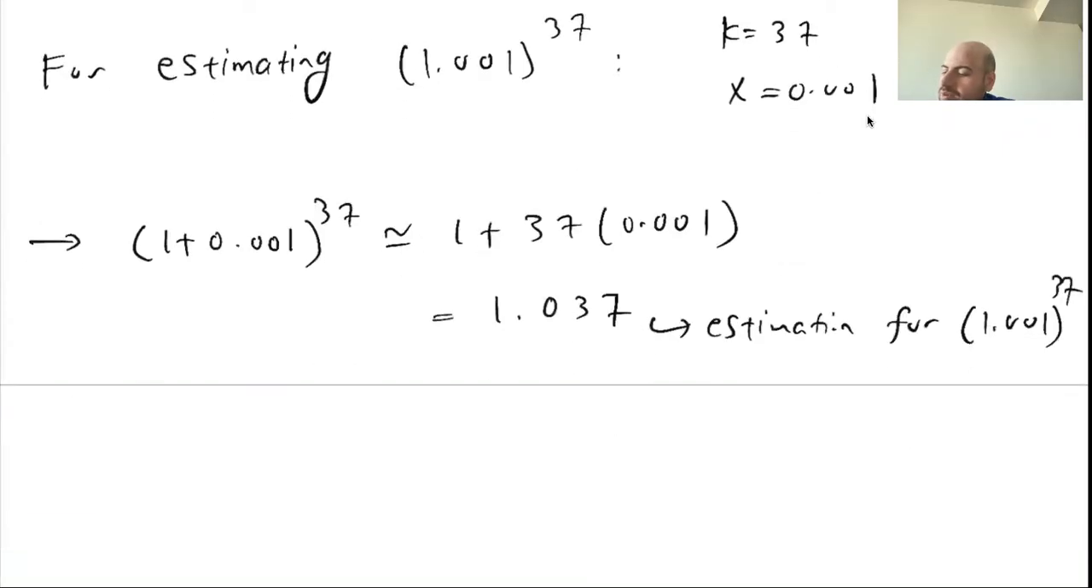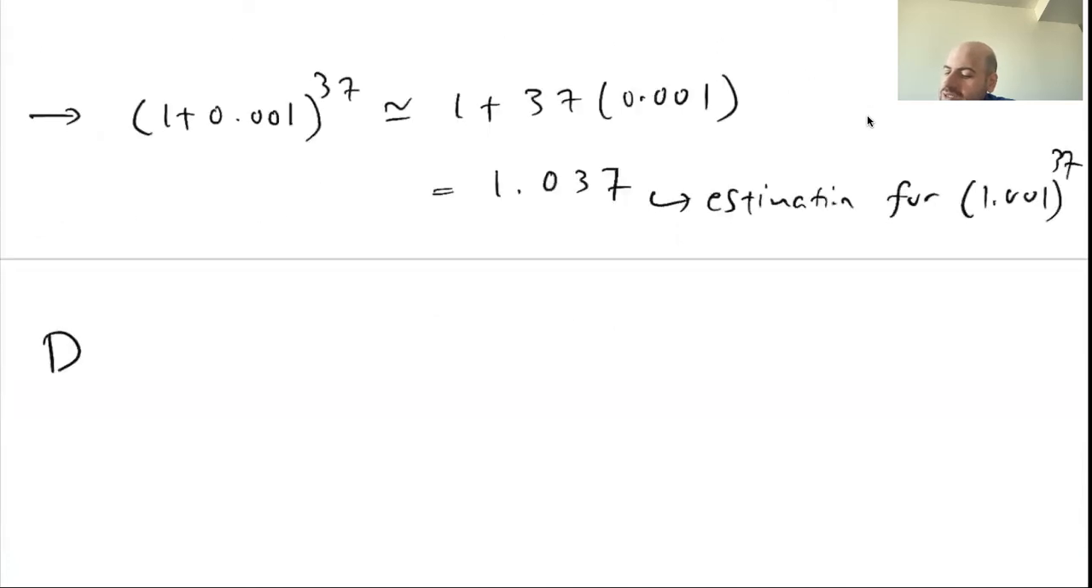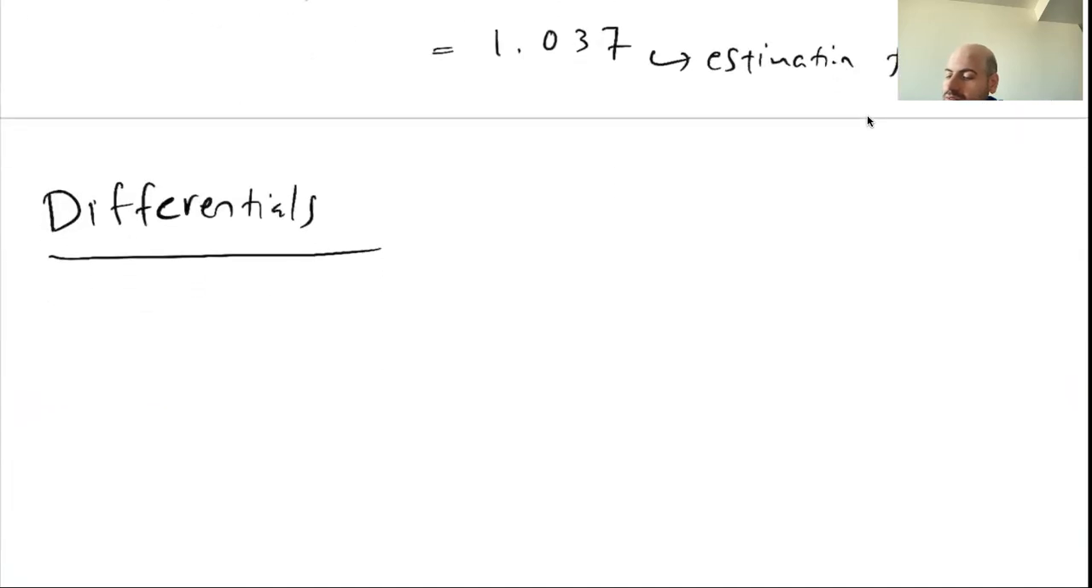Our next topic is about differentials, which is related to this linear approximation topic. I'll tell you the relation and the connection. Let me first tell you about the definition of differentials. So let y equals f of x be again a differentiable function.